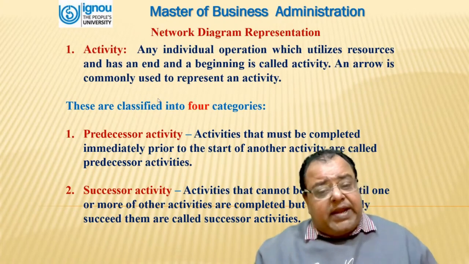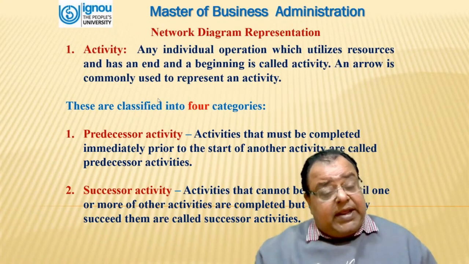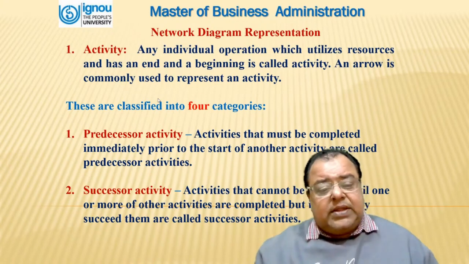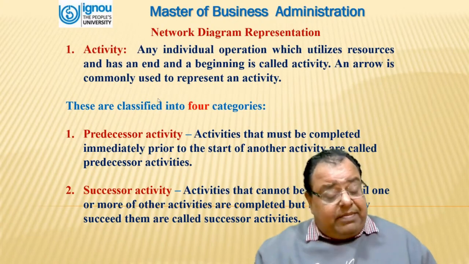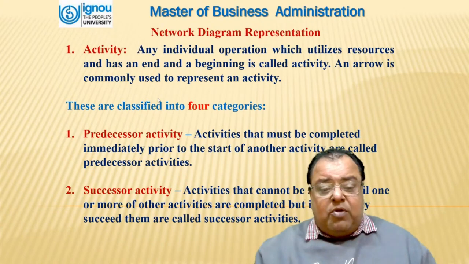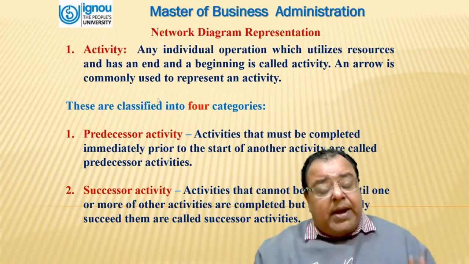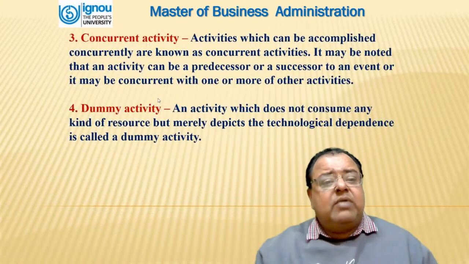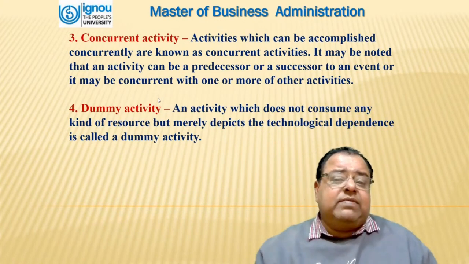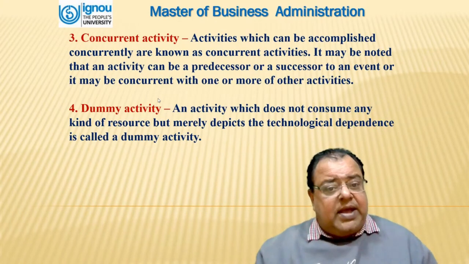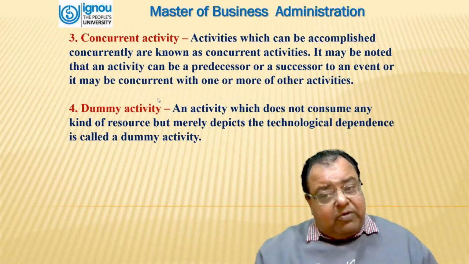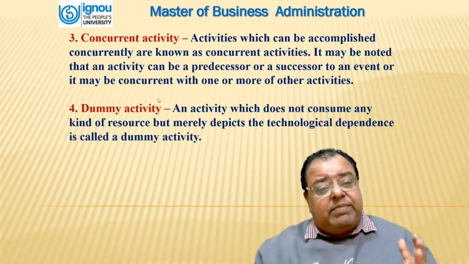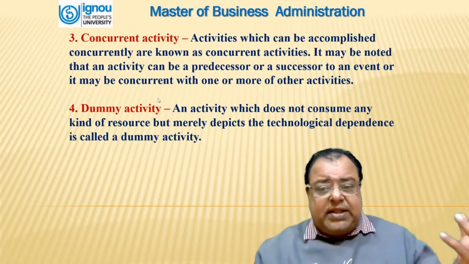Number one, predecessor activity. An activity that must be completed immediately prior to the start of another activity is called a predecessor activity. Successor activities. An activity that cannot be started until one or more of the other activities are completed, but immediately succeeds them, is called a successor activity. Third one is concurrent activity. Activities which can be accomplished concurrently are known as concurrent activities. It may be noted that an activity can be a predecessor or a successor to an event, or it may be concurrent with one or more other activities.